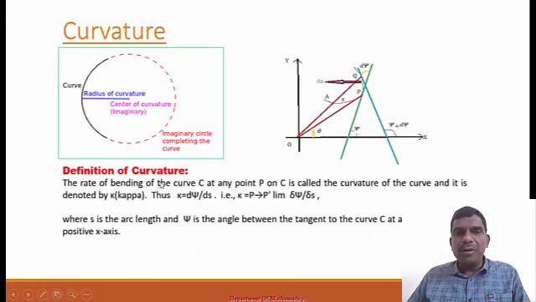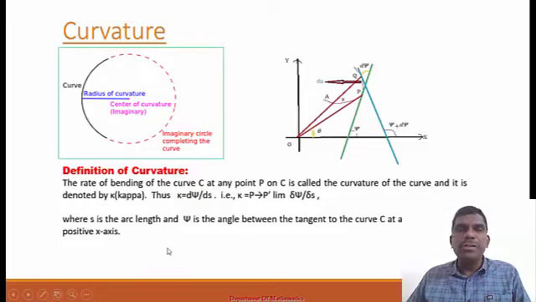The rate of bending of the curve C at any point P on C is called the curvature of the curve, and it is denoted by kappa. That is d psi by ds. The rate of change of tangent angle with respect to change in arc length is called the curvature, where s is the arc length and psi is the angle between the tangent to the curve C at a point P and the positive x-axis.